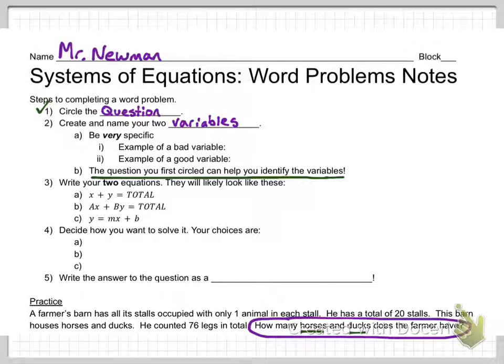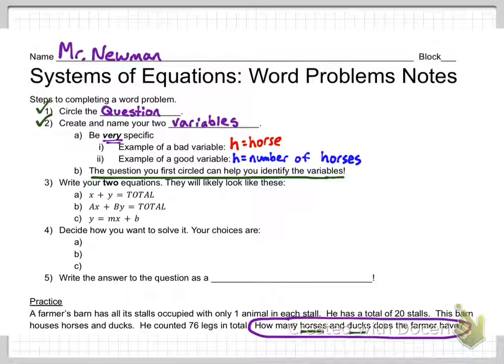But this is where it gets very important that you be very specific, especially when it comes to something like cost or number of, because sometimes they give us values and those are not the variables. So you don't want to just say H equals horse or horses. What you want to do is say H equals the number of horses. That lets you know that that letter represents how many horses there are. So be very specific when writing down what the variables mean.